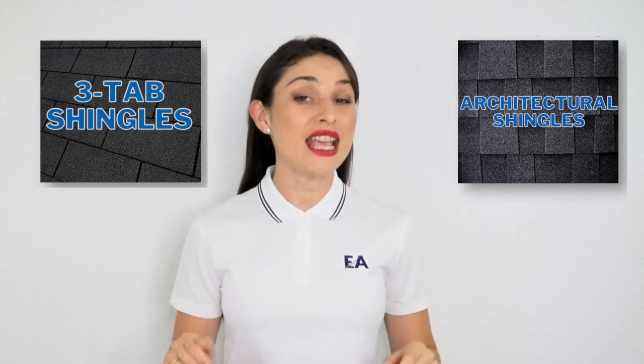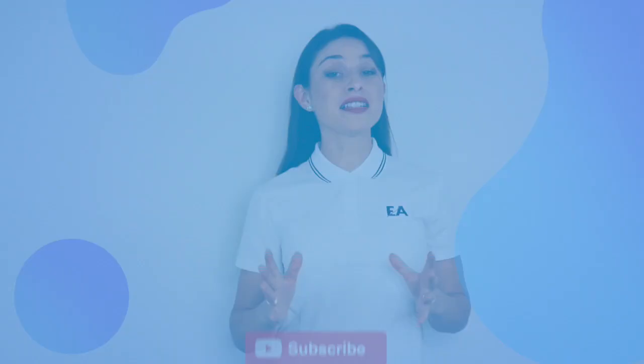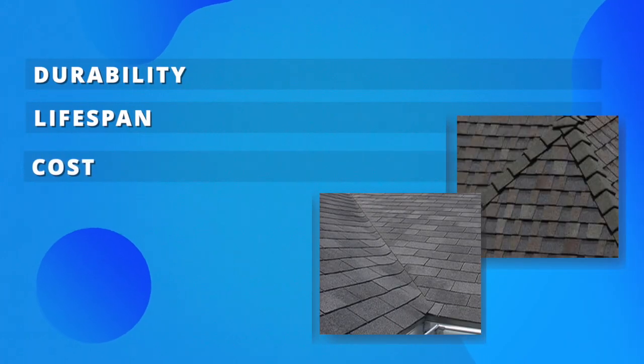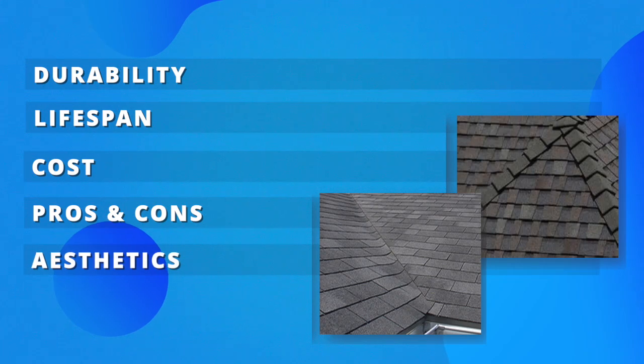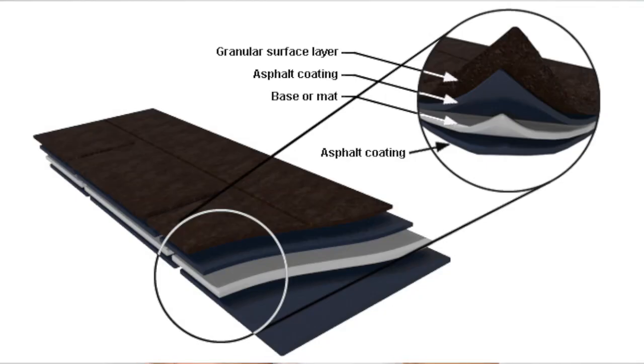Hello everybody, and welcome to Energy Advantage. So today we are going to talk about 3-tab and architectural shingles. Specifically, we're going to compare durability, lifespan, cost, and the pros and cons of each one of these materials, as well as aesthetics. Both 3-tab shingles and architectural shingles are made out of asphalt granules for the outer layer and fiberglass for the backing.